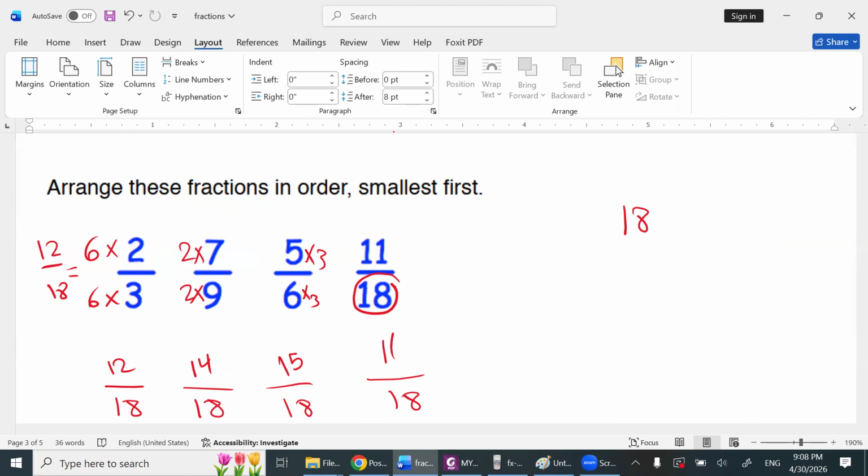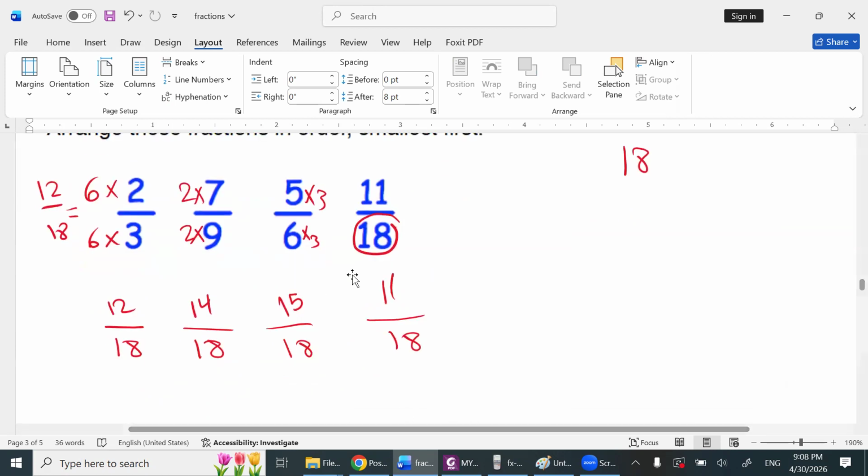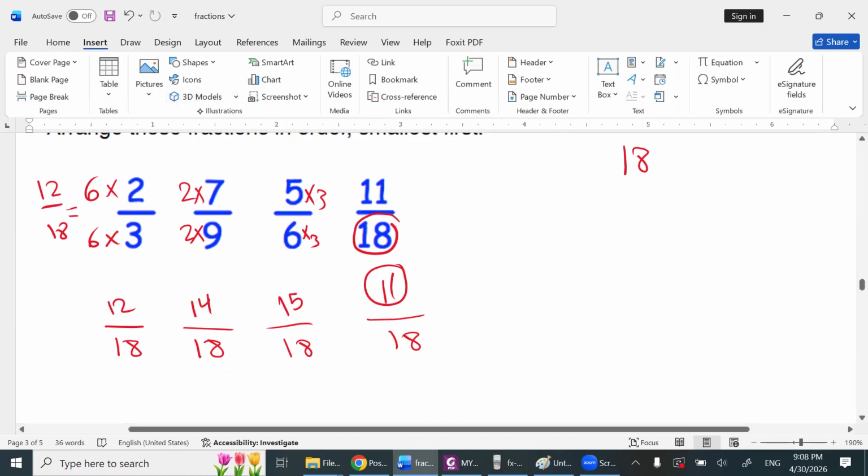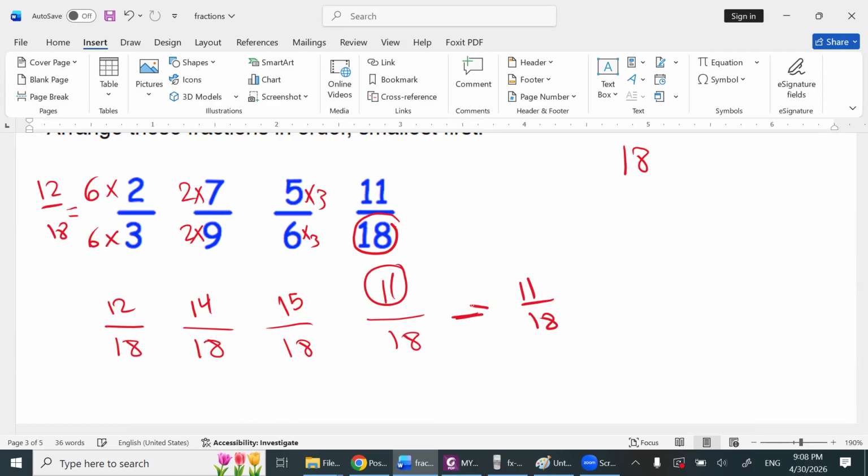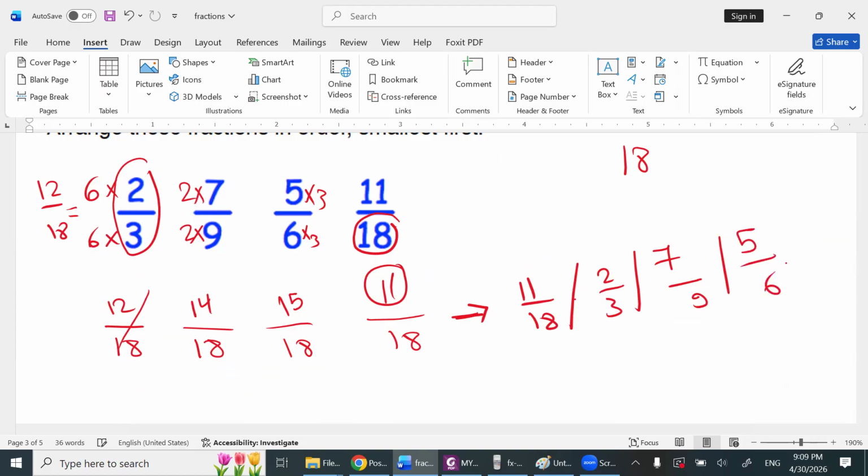Now I can compare the fractions and put them in the original form. What is the smallest fraction we have here? We can arrange them ascendingly, from the smallest to greatest. 11 over 18, the smallest fraction. The second fraction is 12 over 18, originally 2 over 3. The third fraction is 14 over 18, which in the original form is 7 over 9. And the last one is 15 over 18, which in the original form is 5 over 6.